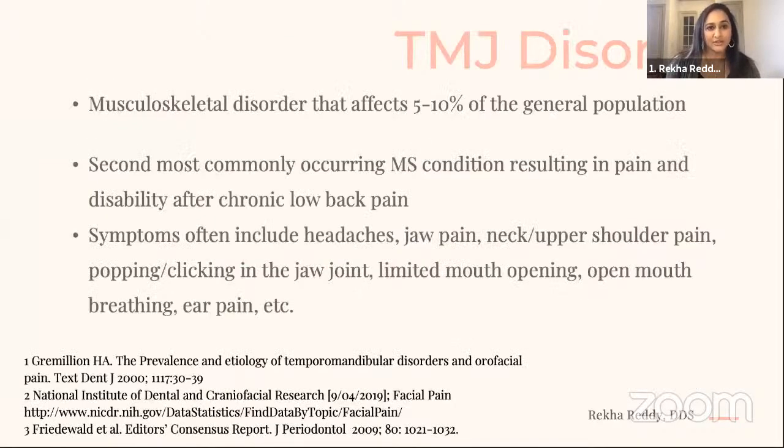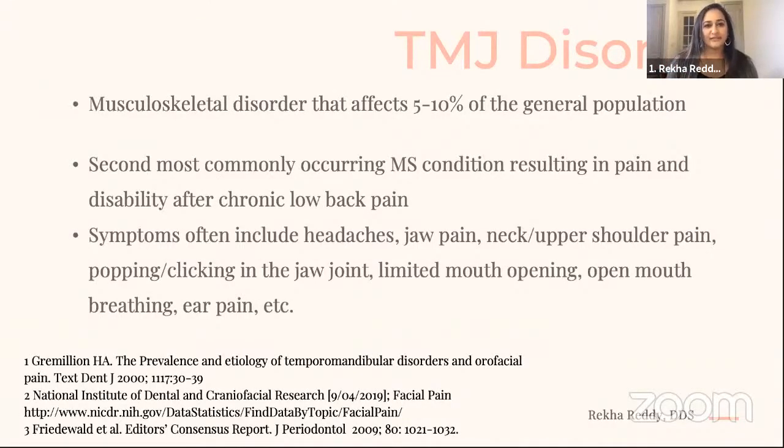So TMJ disorders, or what we call TMJD or TMD, are musculoskeletal in nature, and they affect 5 to 10% of the population. After chronic low back pain, it's the most common condition resulting in pain and disability. We typically see TMJ patients in middle age, the 40s and above. It's more common in women. It really affects your life. It can make your life really miserable, having pain in your face and in your jaw constantly.